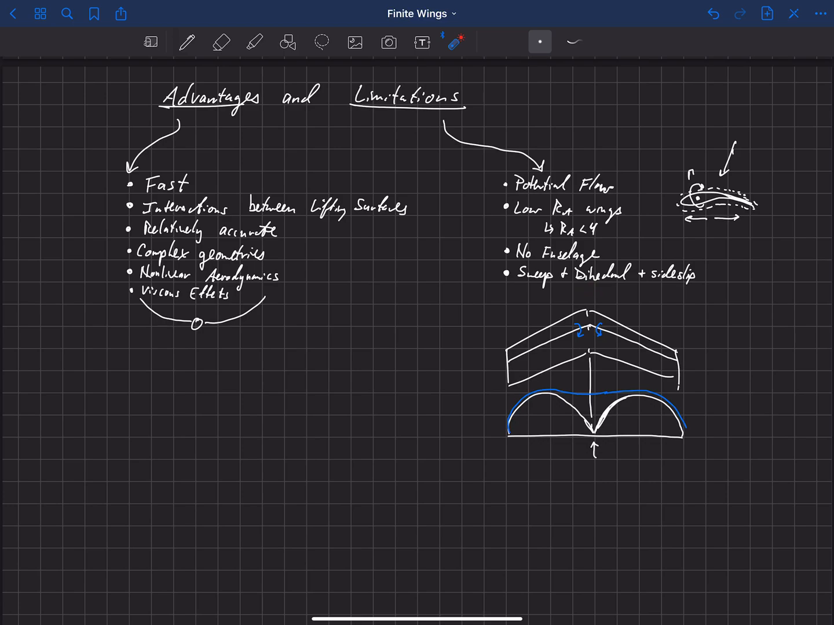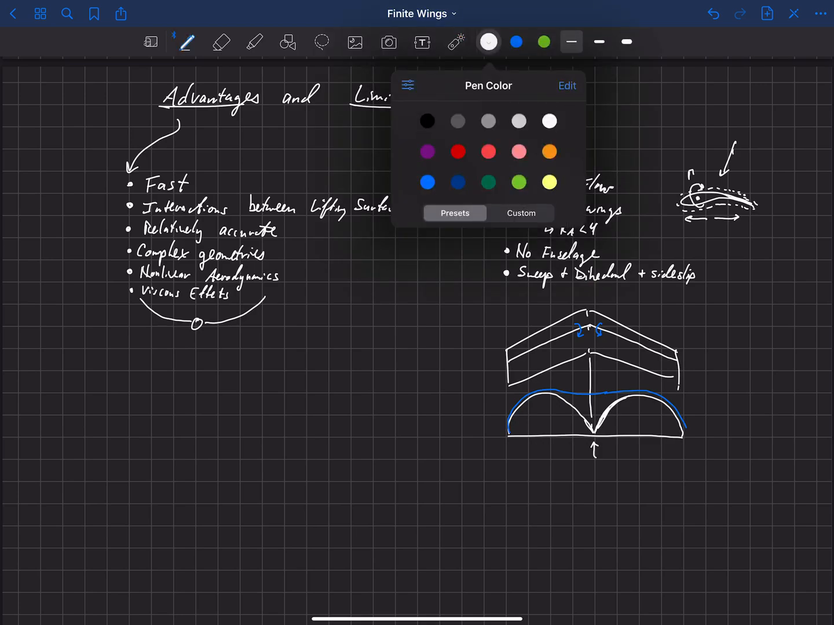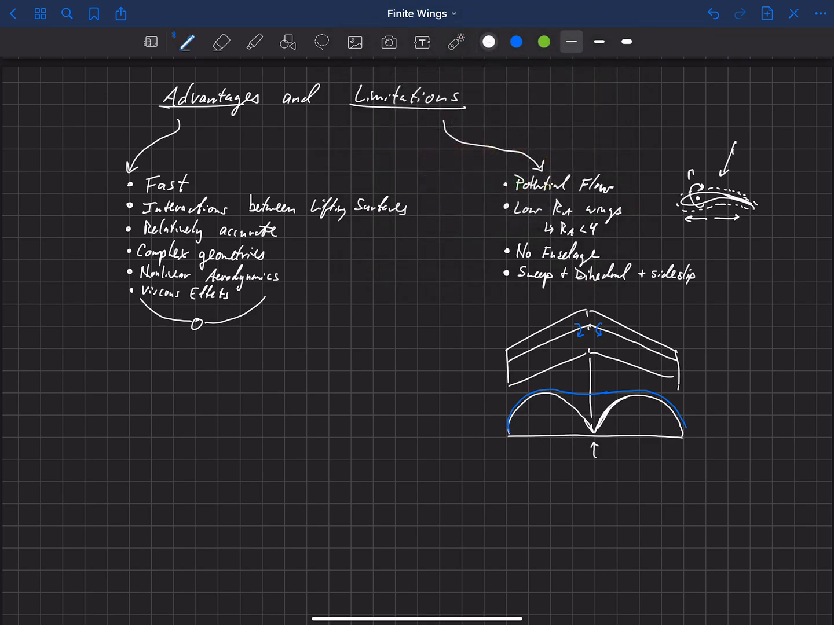But there's actually one other thing that we need to understand about sweep, dihedral, and side slip that is perhaps even more bothersome, and that is that if you have sweep, dihedral, or side slip, this method does not converge. And by that, I mean it does not grid converge, or grid resolve, meaning that as you double the grid, you do not approach some value.